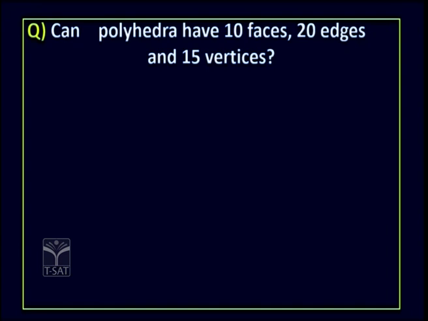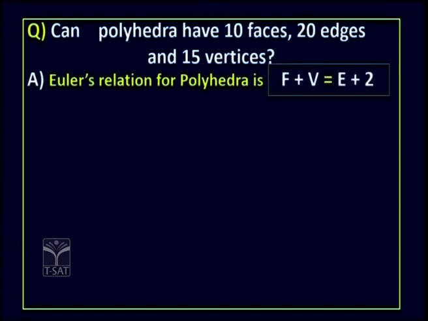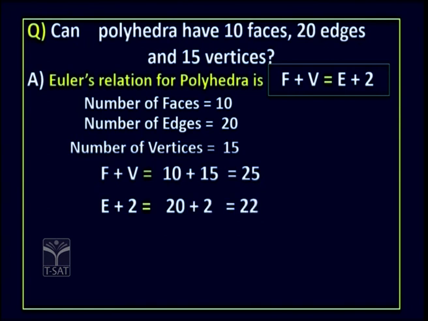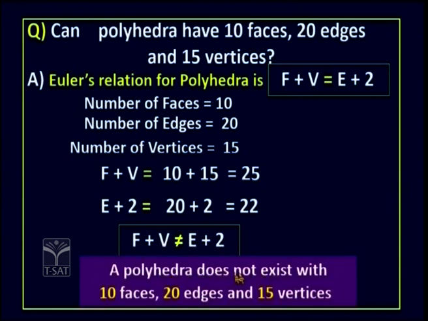Can a polyhedra have 10 faces, 20 edges and 15 vertices? Let us check, children. Euler's relation for polyhedra is F plus V equal to E plus 2. Number of faces equal to 10, number of edges equal to 20, number of vertices equal to 15. Children, what is F plus V? Yes, 10 plus 15 which is equal to 25. What is E plus 2? Yes, 20 plus 2 which is equal to 22. Children, here we are not getting equal. So, F plus V not equal to E plus 2. A polyhedra does not exist with 10 faces, 20 edges and 15 vertices.